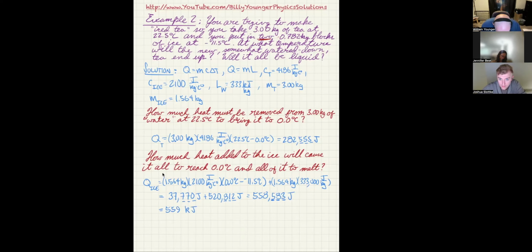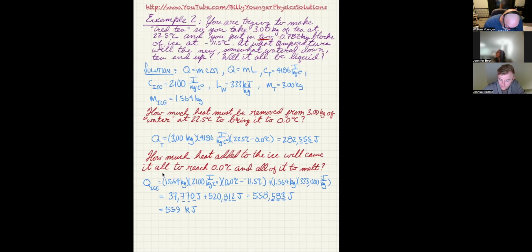It turns out that it takes way more heat to melt these two blocks of ice than it extracts from the hot tea to bring it down to 0 degrees Celsius. So the hot tea is going to come down to 0 degrees Celsius, and then basically some fraction of the ice will at least be brought up to 0 degrees Celsius, and then some fraction will start being melted. So what we're going to do is figure out exactly what that is.